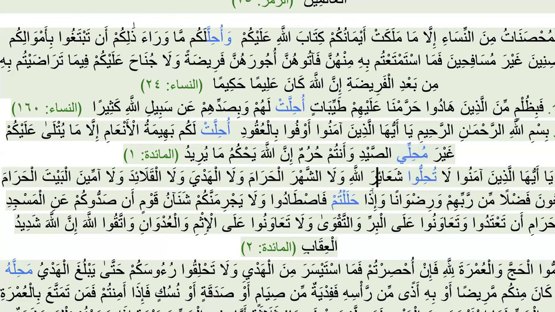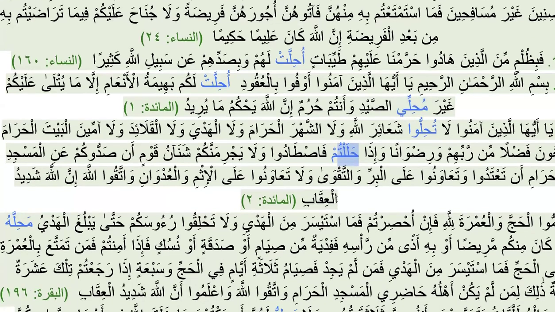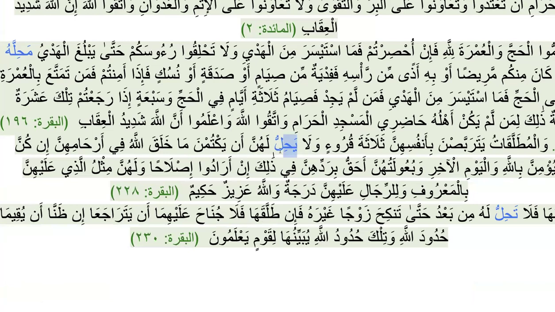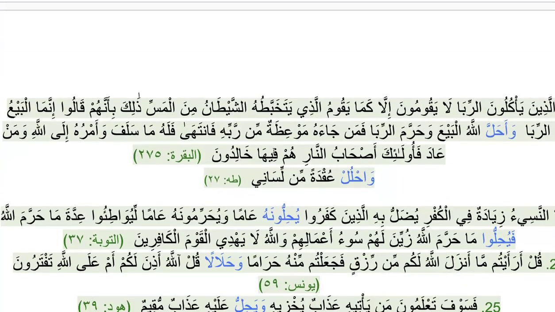Halaltum, are we seeing anything? Yes, that's correct, we are not seeing anything. So in halaltum there is no idgham, there is no rule being applied. Yahillu is going to be again rule number 2, your easy one. When you see yahillu, in this case yahlilu, it's going to be rule number 2. Tahillu, again the same thing.